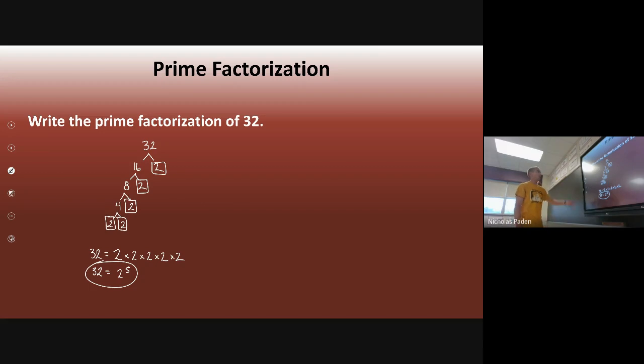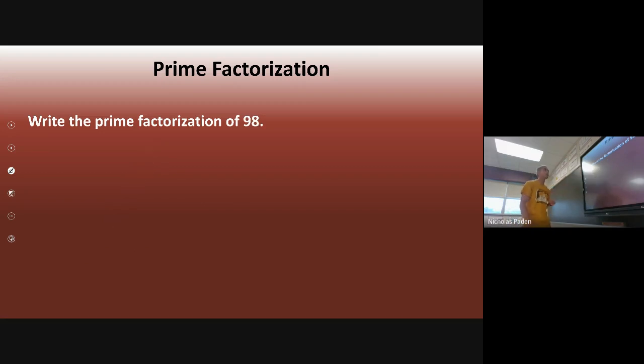Okay, let's look at one more together. Let's look at the prime factorization of 98. 98 is not a prime number because it's an even number. Even numbers can all be divided by 2. So 98 divided by 2 would be 49. So I've got 49 and 2. I'll go ahead and box in this 2 to tell me I'm finished with it.